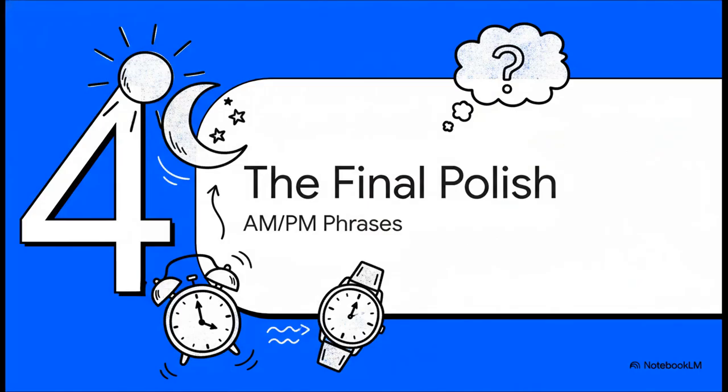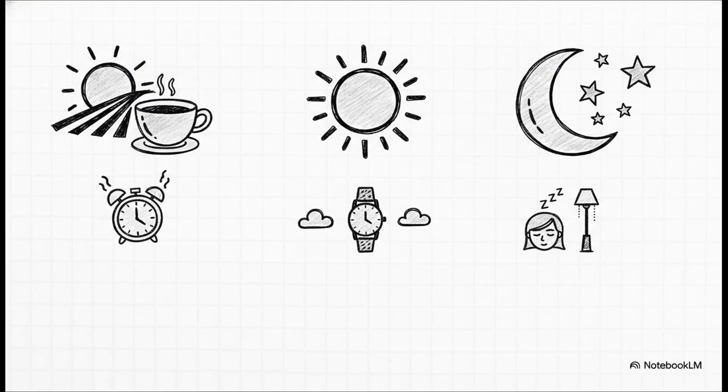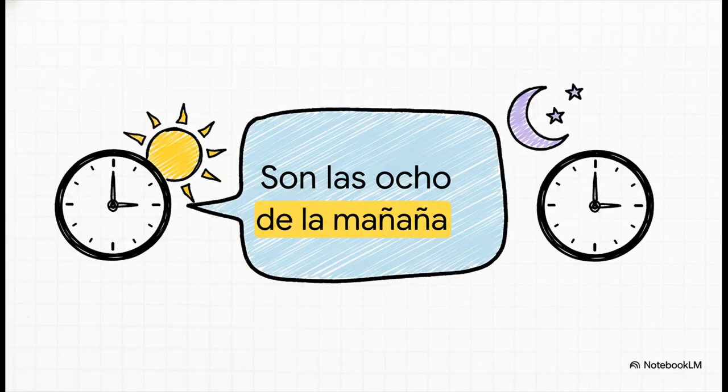Okay, we've got the hours, we've got the minutes. Let's add that final layer of polish to make sure you're always understood perfectly. This is super straightforward. Instead of AM and PM, you just tack on one of these simple phrases at the end. De la mañana for the morning, de la tarde for the afternoon, and de la noche for the evening or at night. So if you want to be really specific that it's 8 in the morning and not at night, you just say son las ocho de la mañana. It's a really clear and descriptive way to do it.